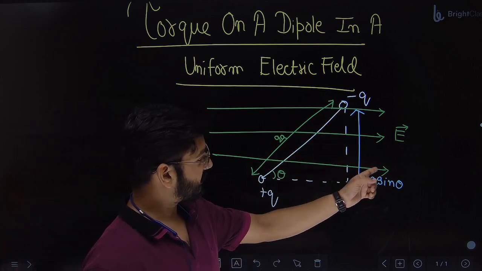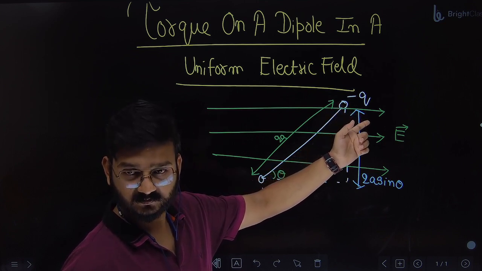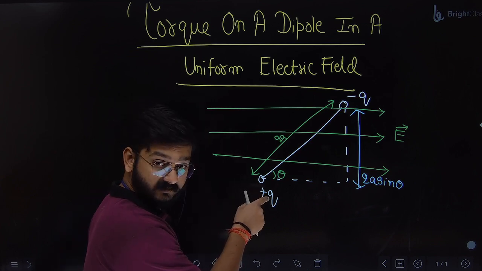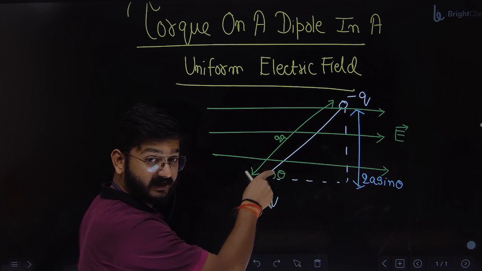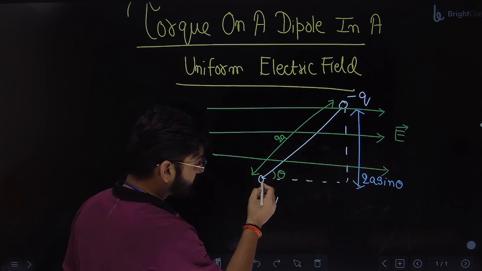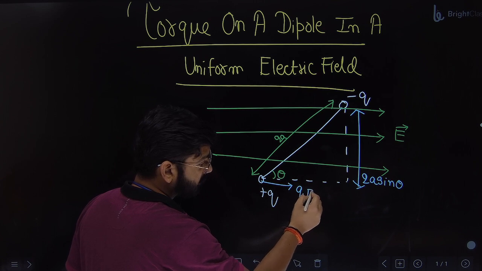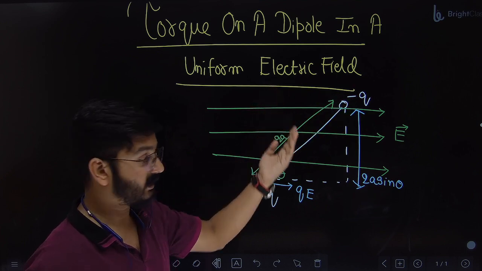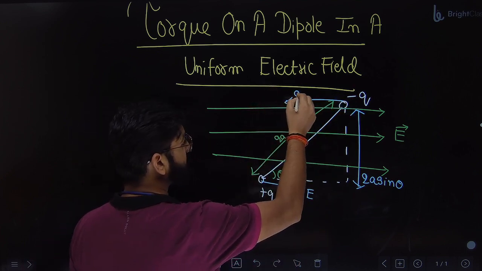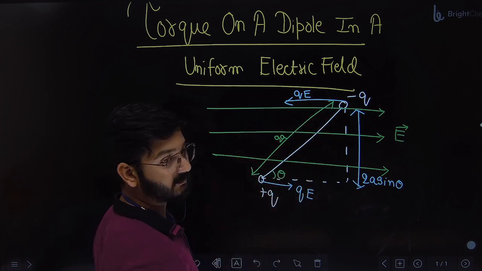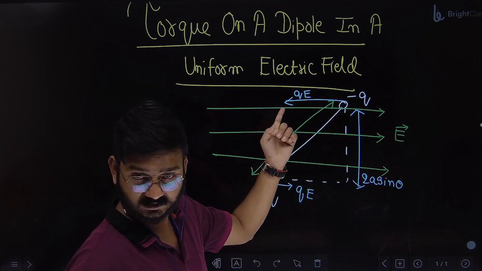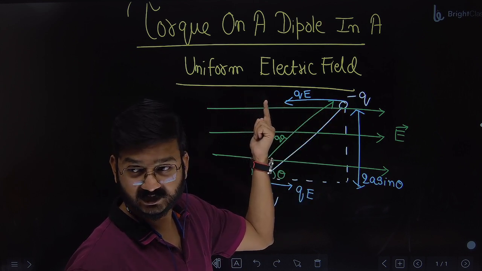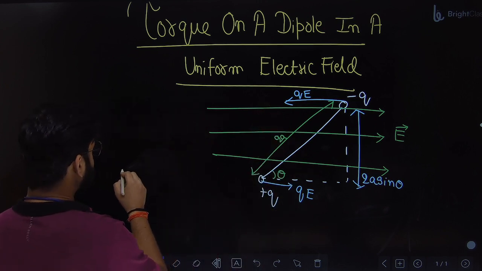So tell me, will this electric field apply a force on this? Yes. What is the force? QE due to electric field. So charge is positive. Force will be in the same direction of electric field. So where will be the force on this? QE. On this negative, where will be the force? Opposite to electric field. So force will be here, minus QE. I'm not writing minus because direction is opposite. Is it clear? I'm not writing minus because I already did the direction opposite.